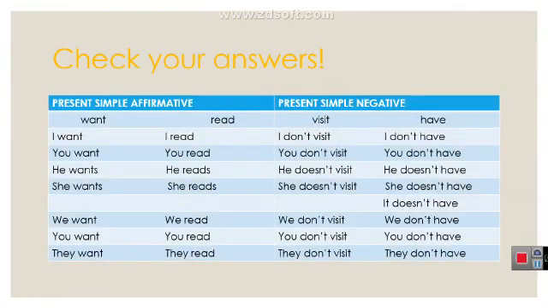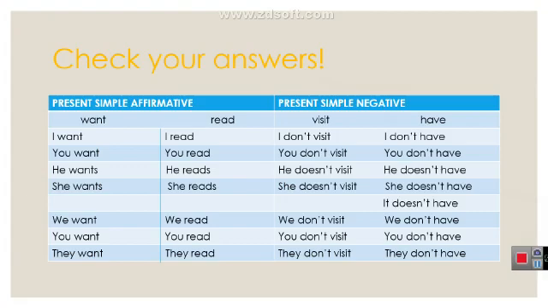Present simple affirmative of want. I want, you want, he, she wants with S, we, you, they want. Read. I, you read, he, she reads with S, we, you, they read.